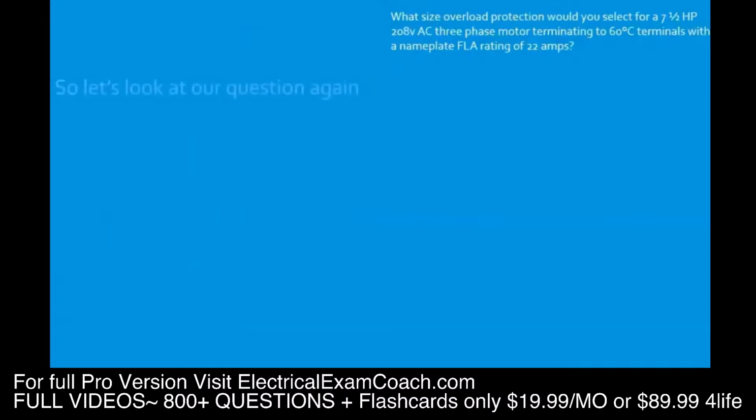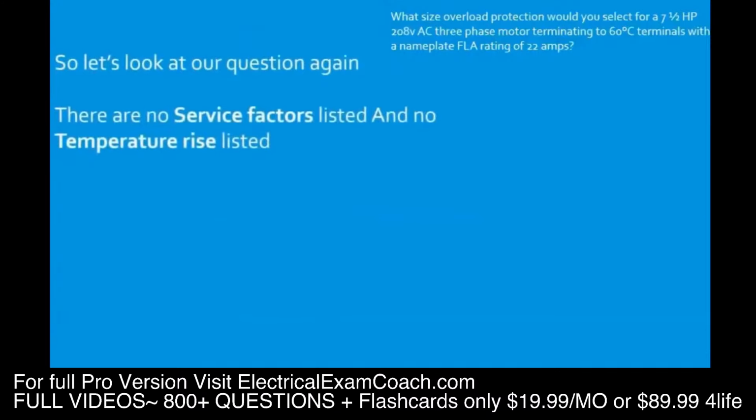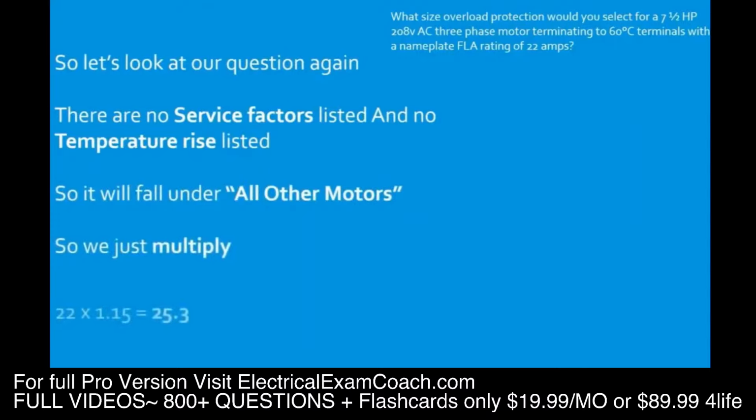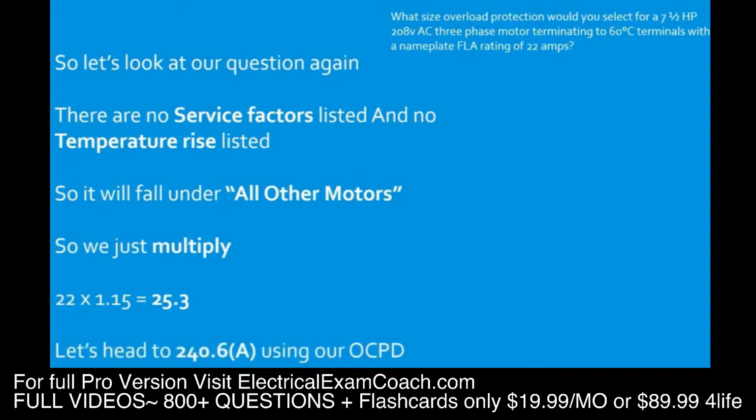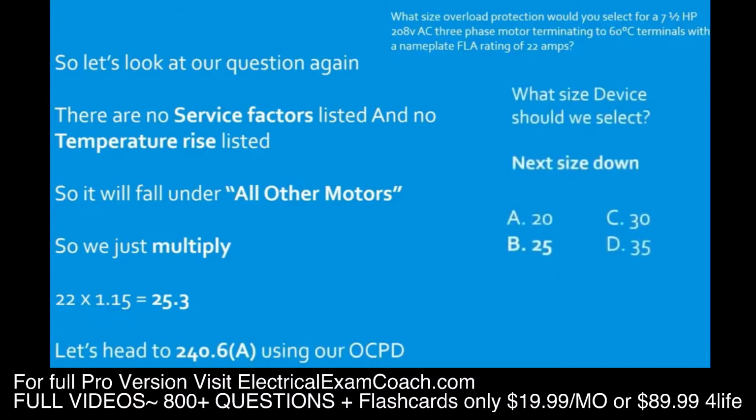So let's look at our question again. There are no service factors and no temperature rise listed, so it's going to fall under all other motors. We take our FLA, multiply it by 1.15. That gives us 25.3. Now we head over to 240.6(A) and select our device. And we should select the next size down, which is going to be a 25.